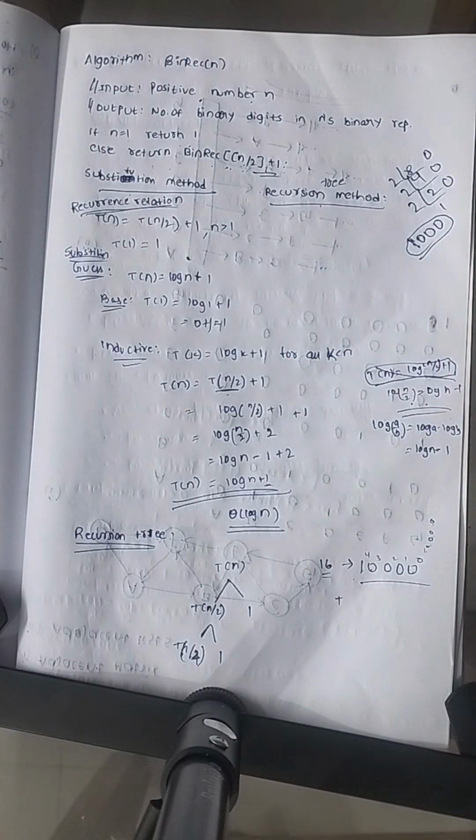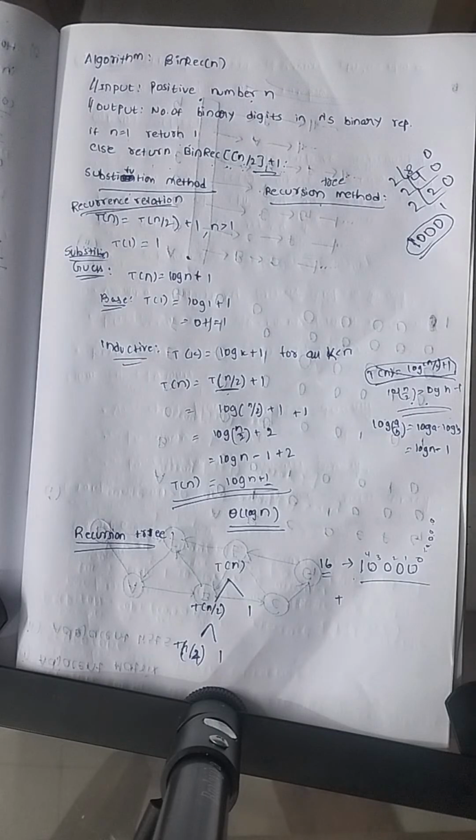Anyone having doubt on how we have written the recurrence relation? Please comment. I am expecting a comment. Is it clear up to the recurrence relation? If yes, then I will continue to the substitution method and recursion tree method. Yeah, good to go. Yes, thank you so much for your comments.